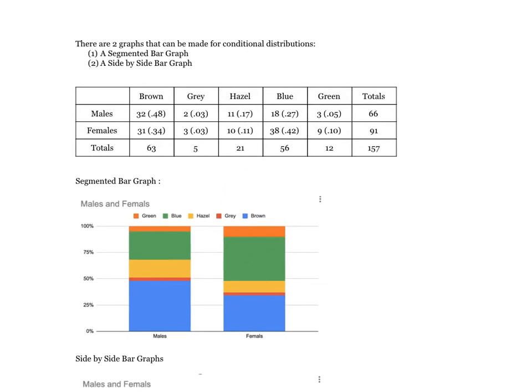Now, there are two graphs that can be made for conditional distributions. A segmented bar graph and a side-by-side bar graph. Okay, so we're going to do the distribution of eye color by gender. Okay, so we looked at the table this way. Out of the males, what percent had each eye color, and then out of the females, the makeup of the eye colors for the females.